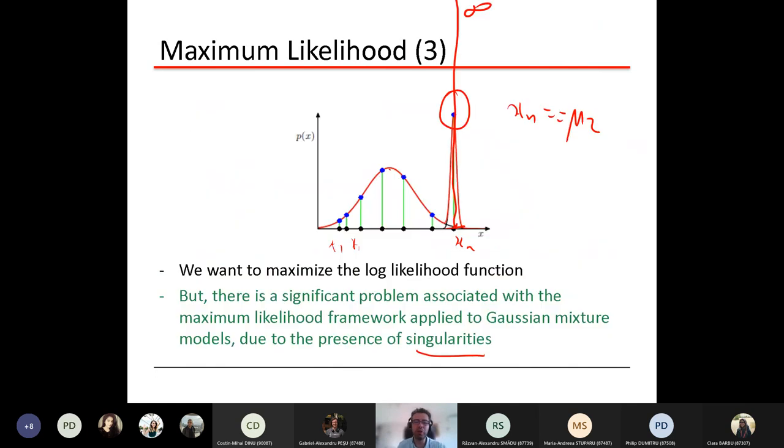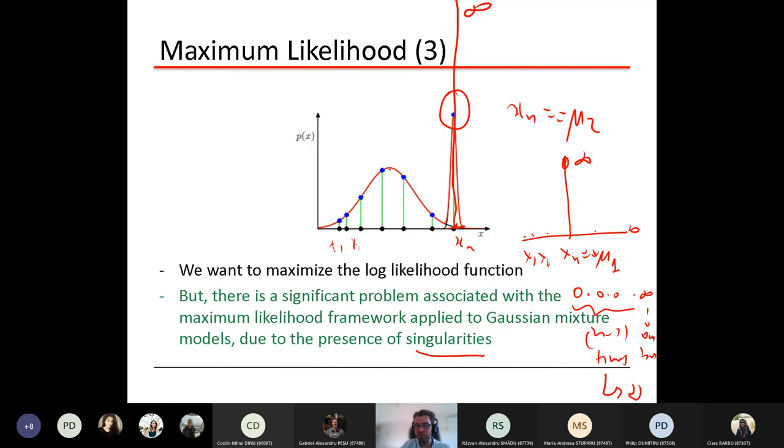But first, let's see what would happen if we had only one Gaussian. Why doesn't this happen if we have only one Gaussian? Why don't we have this singularity problem? If we only have one Gaussian and it collapses, so xn is equal to mu 1, this value would be equal to infinity, of course, but for all the other points, like x1, x2, the value would be equal to 0. So when you compute the maximum likelihood, we're going to have one infinity, but we're going to have n minus 1 zeros. It's not very mathematical, but if you multiply 0 n minus 1 times with infinity only once, this will go to 0 and not to infinity.